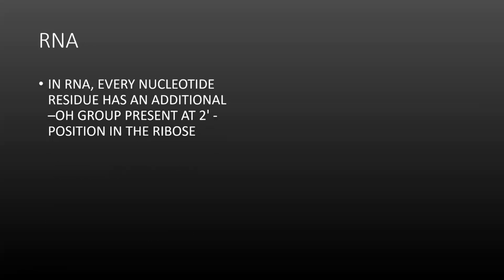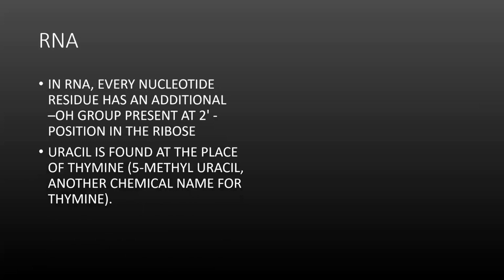What has happened in DNA? This additional OH group is removed. Not OH, what is removed is only O. The additional O is removed. That's why it is called deoxy. Oxygen is removed. D is decrease. Deoxy means one oxygen is removed. Uracil is found in the place of thymine.